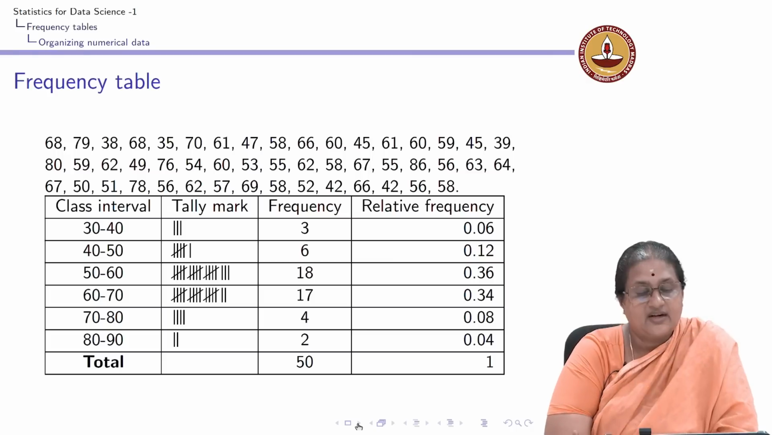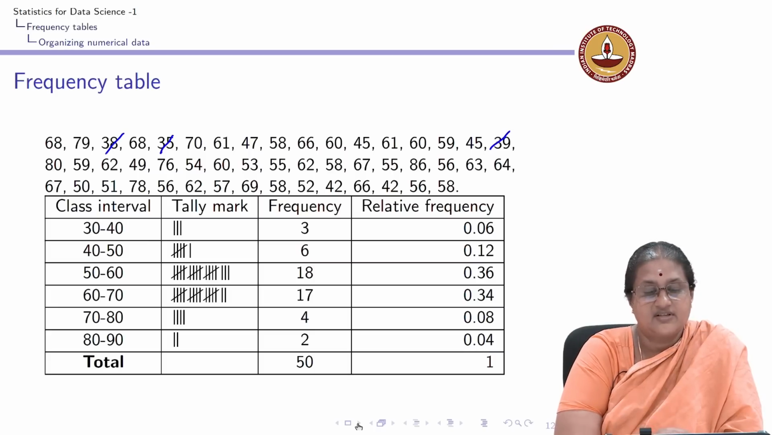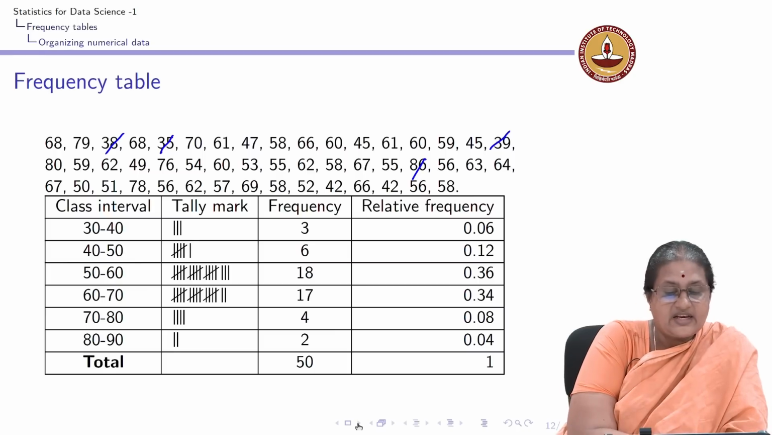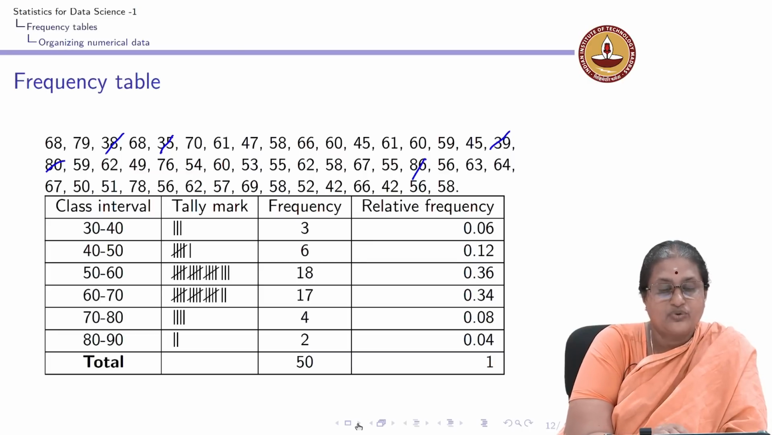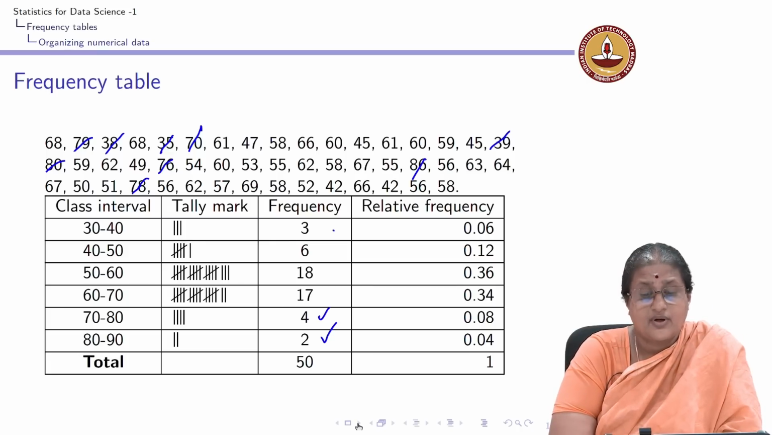So you can see that 30 to 40, you can easily see it's 38, 35 and 39. These are the three things, so it has a frequency of 3. 80 to 90 has 86, 80, because 80 to 90 is in that, it has a frequency of 2. 70 to 80 has 79, 70, 76, 78. Okay, with the frequency 4. And all these frequencies, as always, add up to 50.